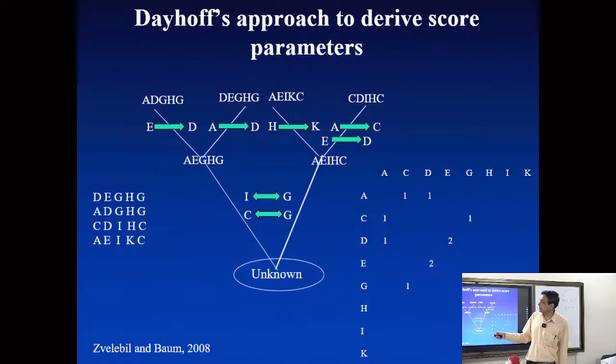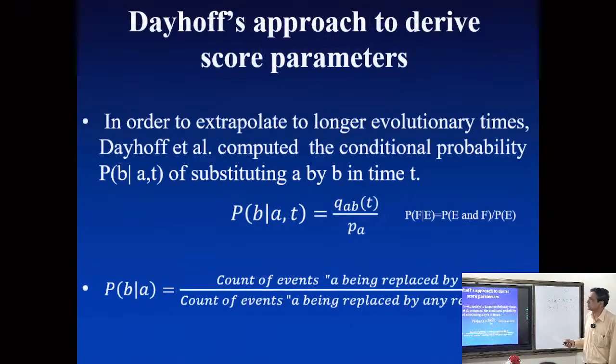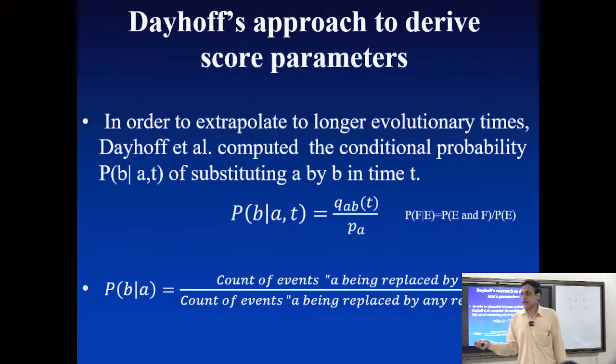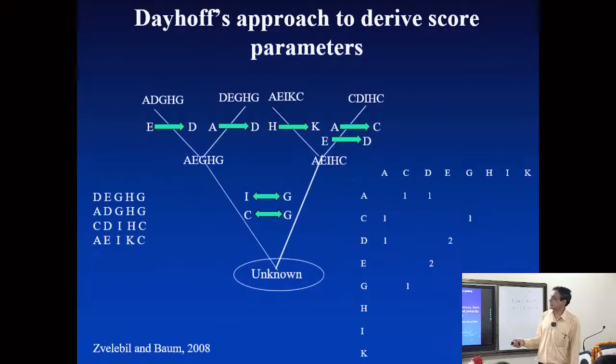So E to D, ancestral E to descendant D. Okay, so they filled it up, and this is the count matrix, and then they use the counts to compute the probability of a descendant residue B given the ancestral residue A. So the probability of B arising from A. Okay, so A to B mutation, and this can be derived using the count matrix.